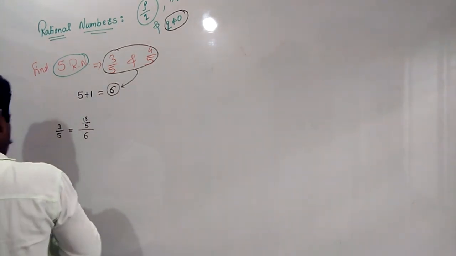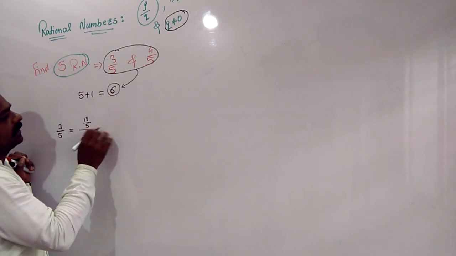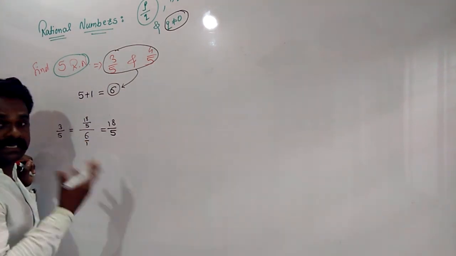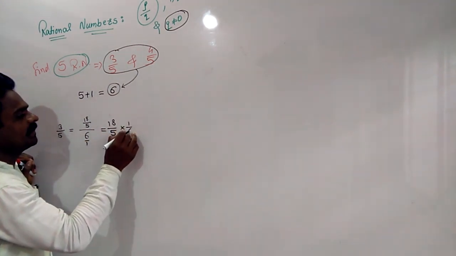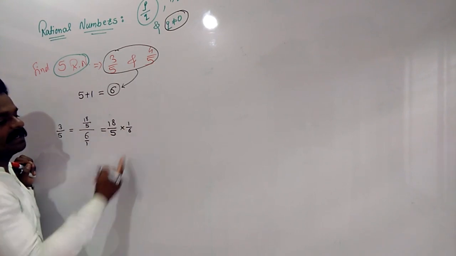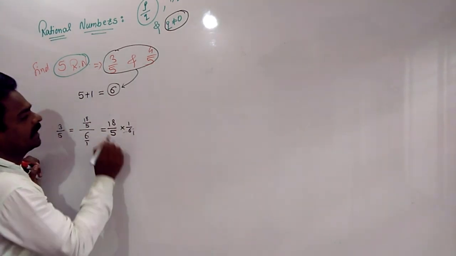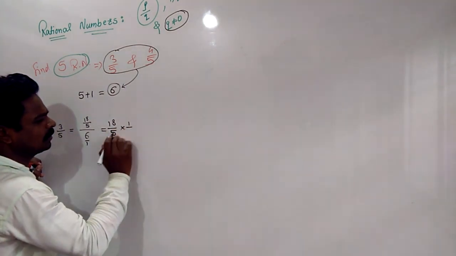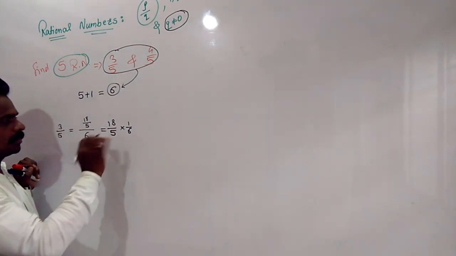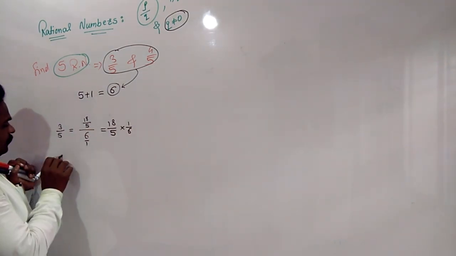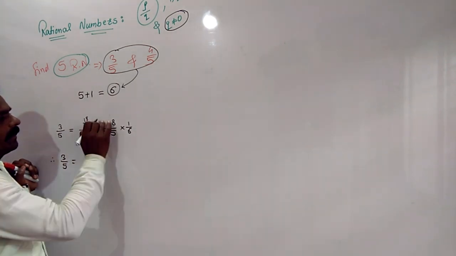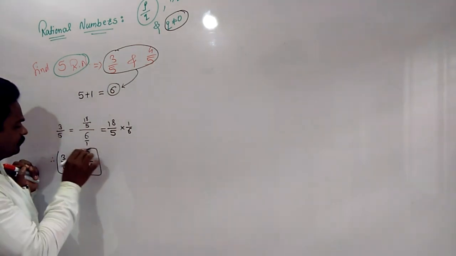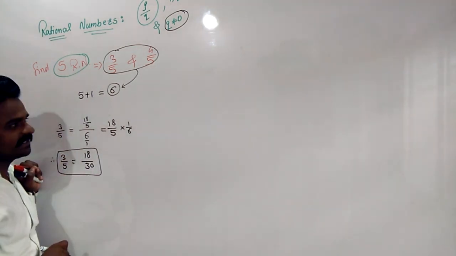Now see, can we write like this? 18 by 5. This is 6 upon 1. By using the invertendo operation, we will get here 1 by 6. This 6 by 1 will become 1 by 6. Just leave it as it is. No problem. We want 6 only. So don't cancel it. Therefore 3 by 5 is equal to 18 ones are 18 divided by 6 5s are 30. So this is your first number. 3 by 5 is equal to 18 by 30.